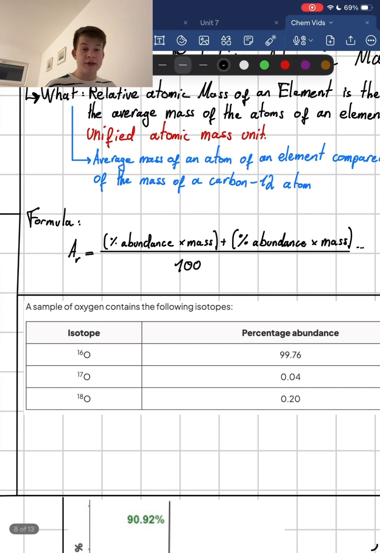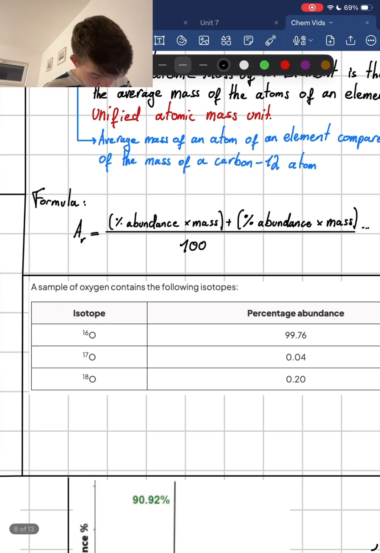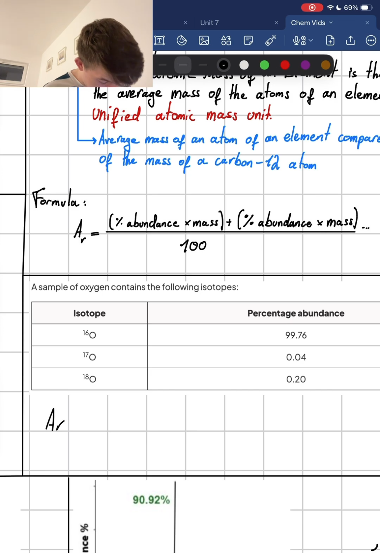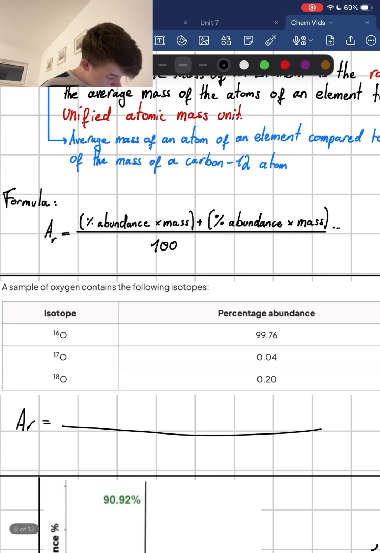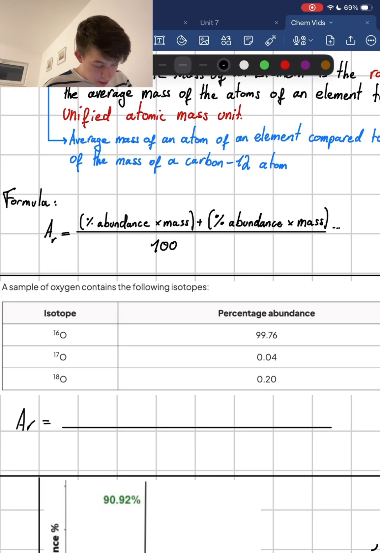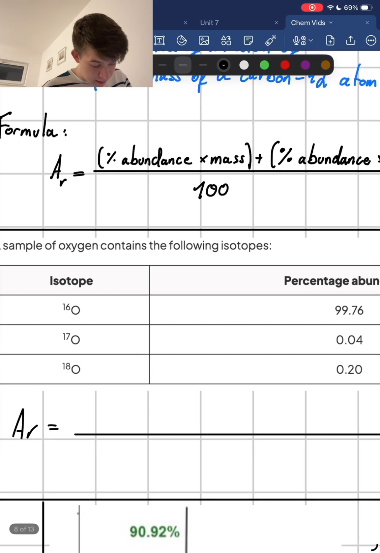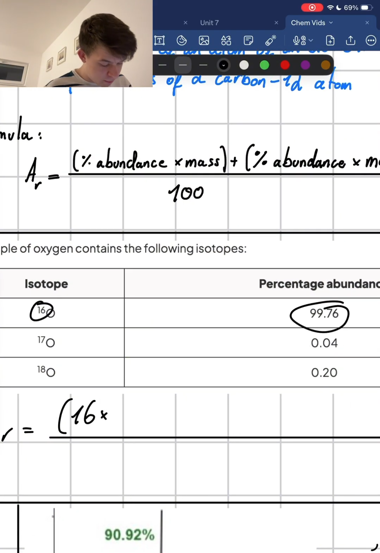16O has 99.76, 17O has 0.04 percentage abundance, and then 18O has 0.2. So what do we do? We do R, as we did in the other part. Let's do this. We know the mass is going to be 16, so we do bracket 16 times the percentage abundance, which would be 99.76, close the bracket, we add.